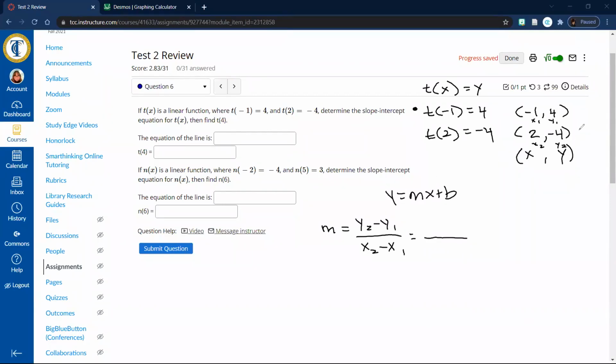So if we have y2 minus y1, that's going to be -4 minus 4, over 2 minus -1. Okay, so what do we get? -8/3. Yeah, because that ends up being a plus right there. So -8/3, and that's our m. So if we look at this again, we actually have y equals -8/3 x plus b.